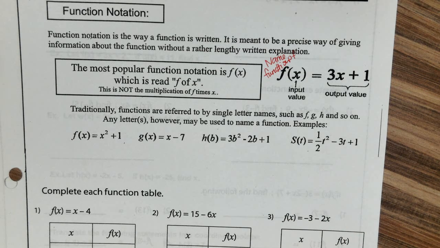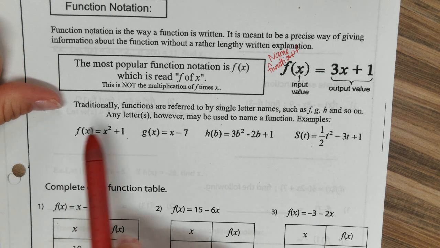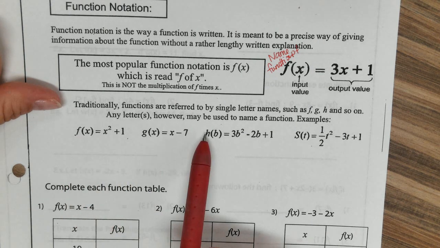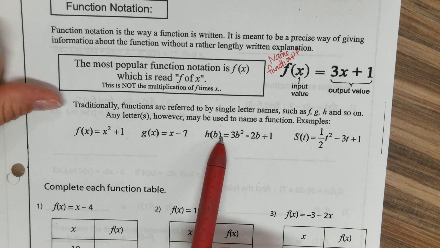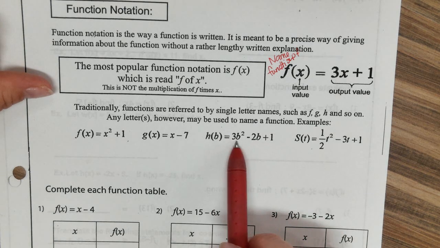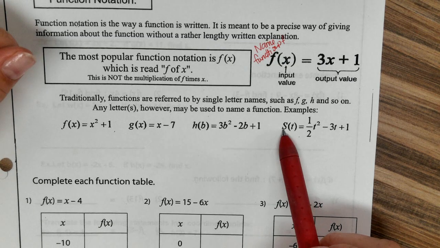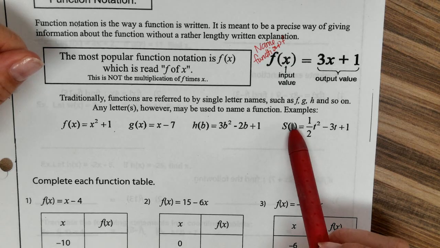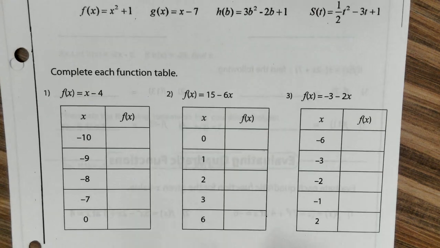Traditionally, functions are referred to by single letter names, such as f, g, and h, and so on. Any letter may be used to name a function. For example, this function's name is what? F. This one's G. This one's H. Notice they called this one H of B. It's the same thing as H of X. Okay, this is the input. This is the what? Output. S of T. So that's how you would pronounce those. The function's name is S. The input is the T, which is the X value. Okay? All right. This is the easiest thing ever.